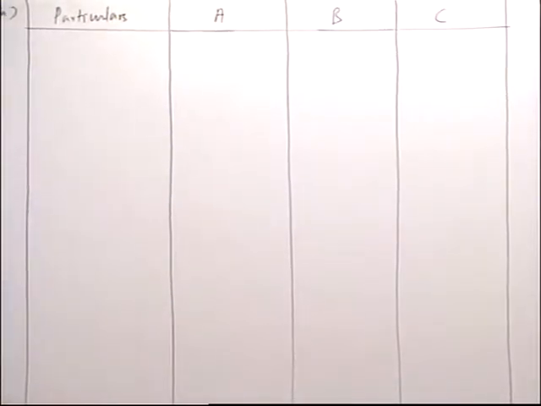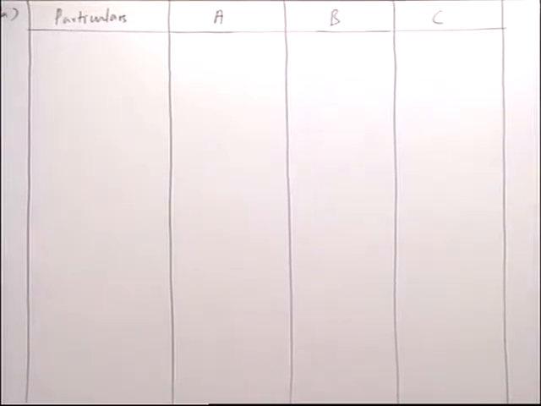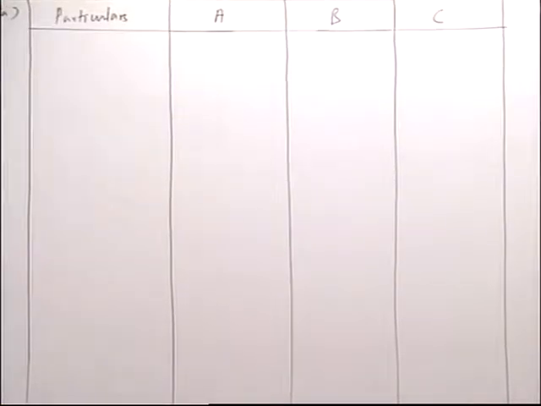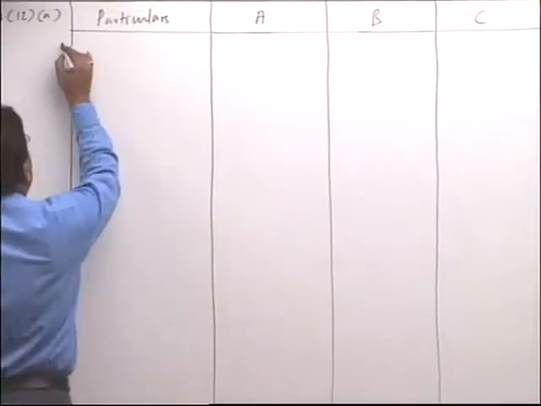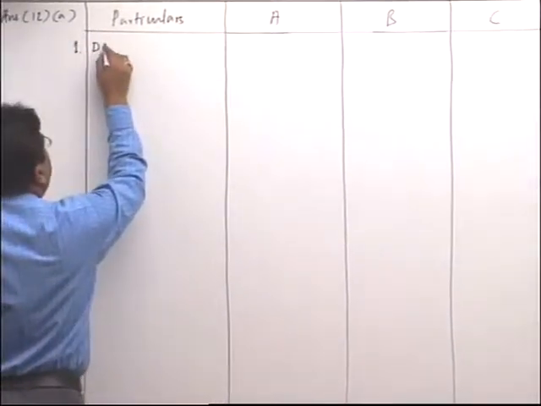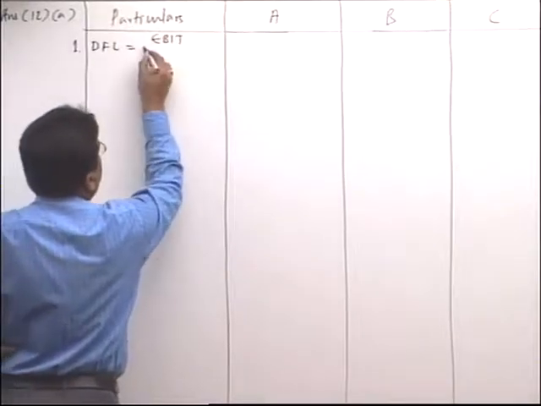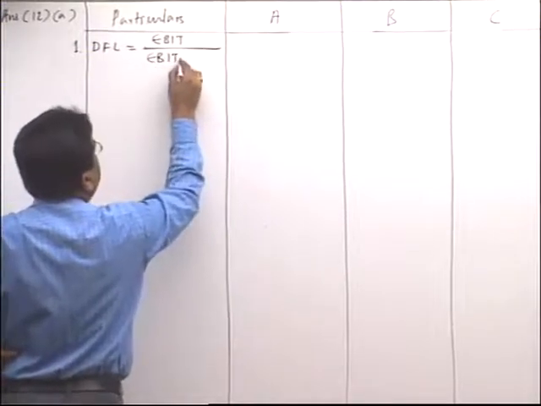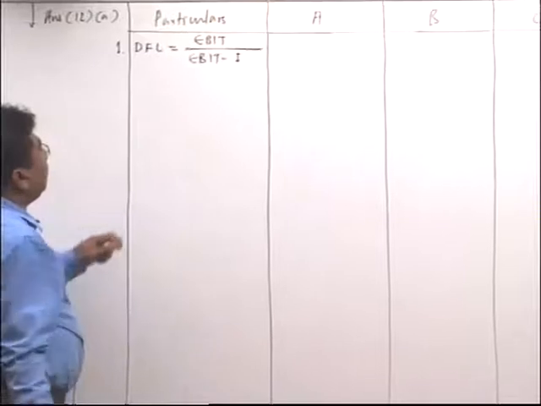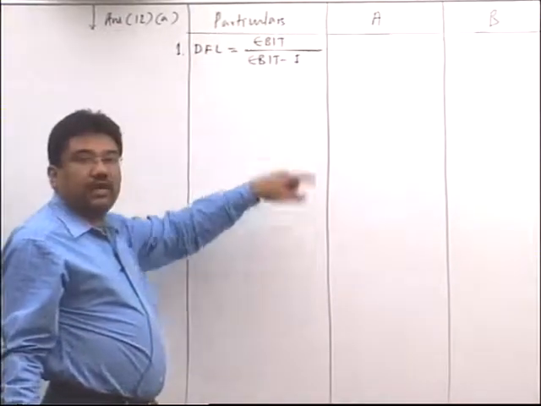Now to find out sales of these 3 companies, first we will find out EBIT of these 3 companies by making use of the degree of financial leverage given to us. So first write down point number 1, degree of financial leverage, and the formula is EBIT upon EBT, but instead of EBT we can write EBIT minus I. So the degree of financial leverage becomes EBIT upon EBIT minus I.